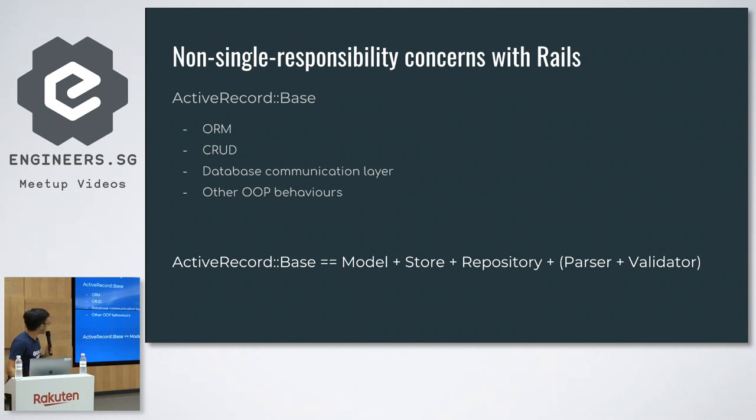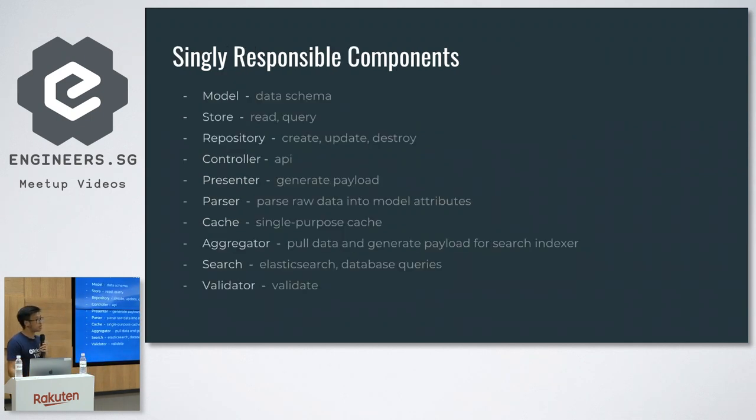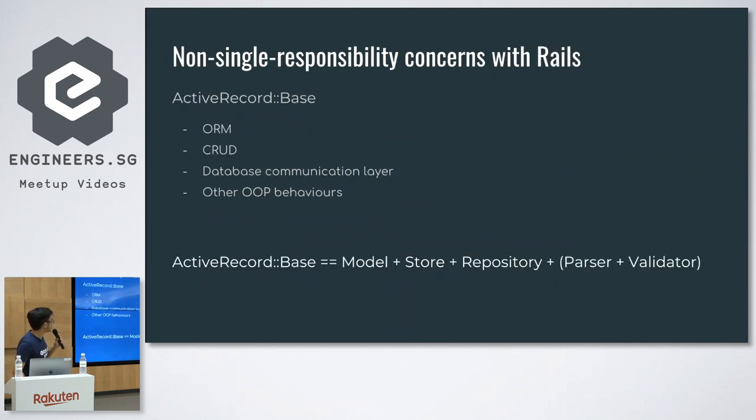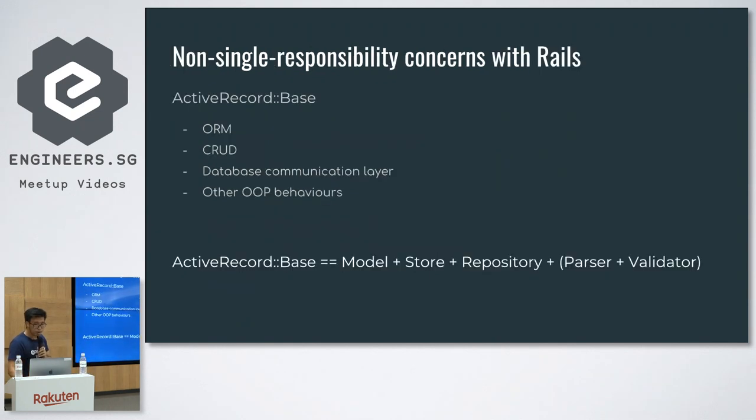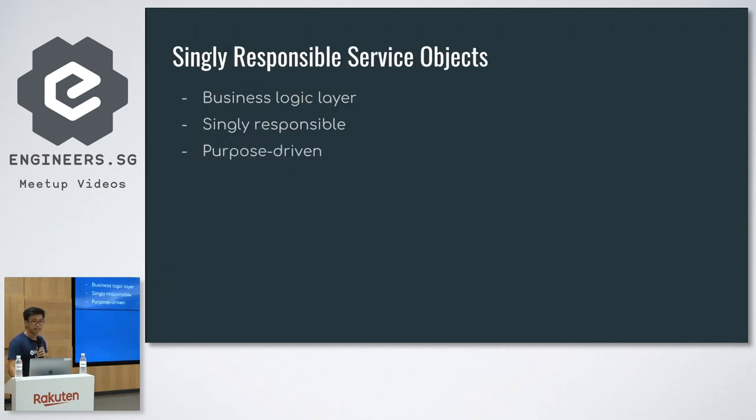Okay. So ActiveRecord::Base is actually equal to model, store, repository, parser, validator, and other stuff that I mentioned in the previous slide. That's why in our team, we try to limit the usage of ActiveRecord::Base to just the model, and use the CRUD layer inside the store and repository as the implementations, and for some other reasons we are going to mention during the talk. So good so far? Okay.